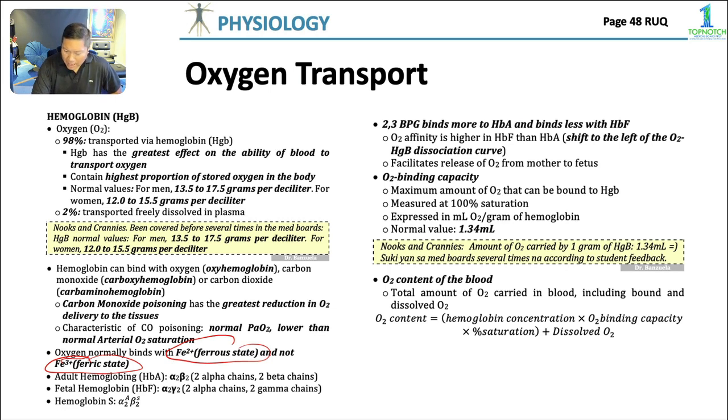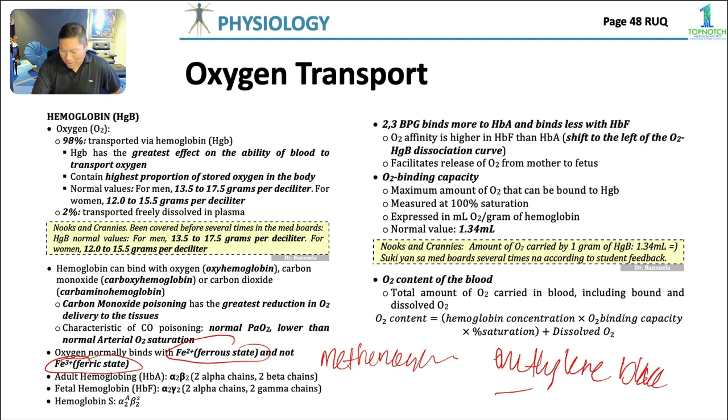Okay? The ferric form of iron is what we call methemoglobinemia. Okay? Treatment for methemoglobinemia is methylene blue. Mnemonic, met, hooray! Met, hooray! Methylene blue for methemoglobinemia. Adult hemoglobin is alpha 2, beta 2. Okay? Fetal hemoglobin is alpha 2, gamma 2.